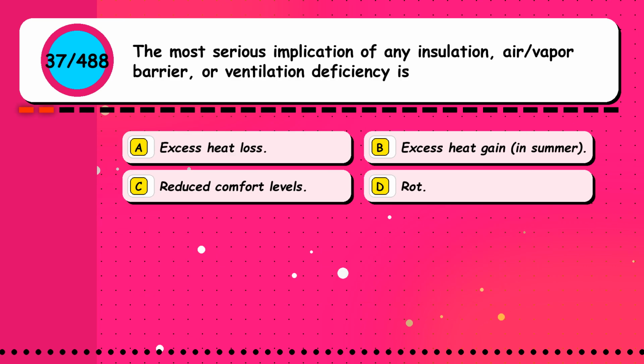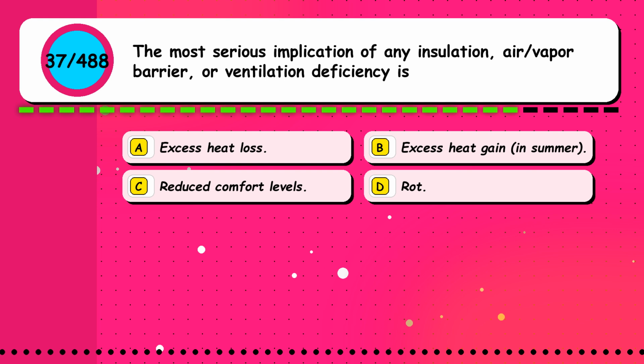Question 37. The most serious implication of any insulation, air/vapor barrier, or ventilation deficiency is: Option A, excess heat loss. Option B, excess heat gain in summer. Option C, reduced comfort levels. Option D, rot.